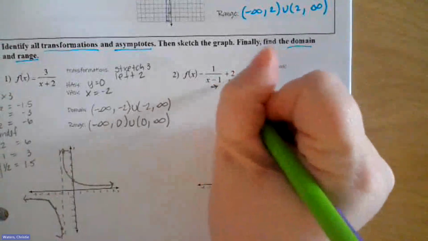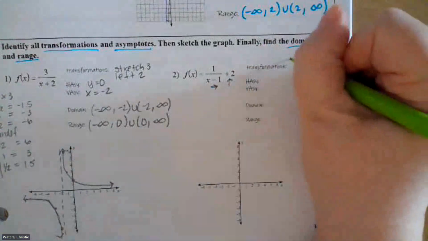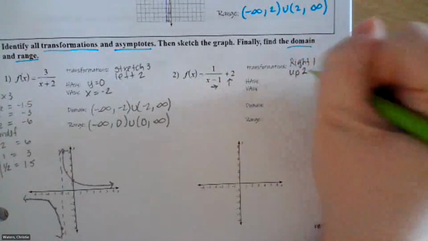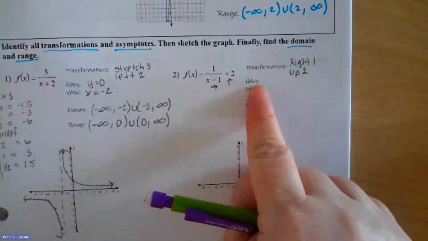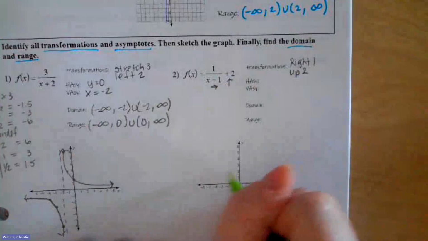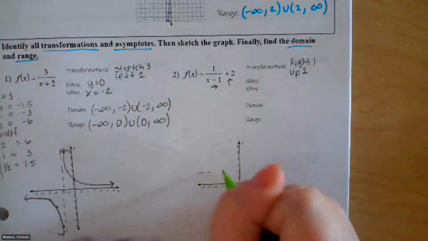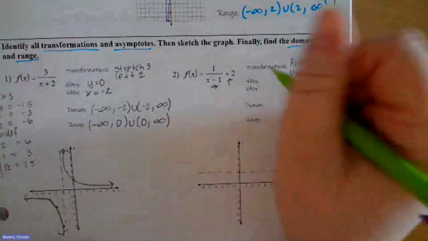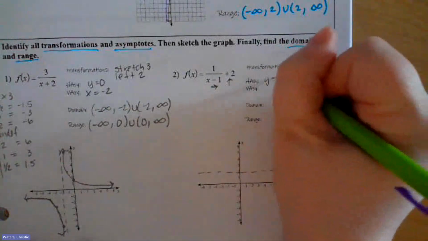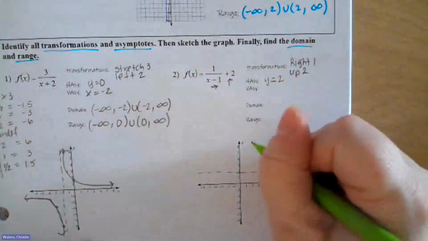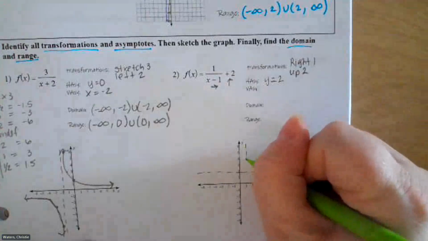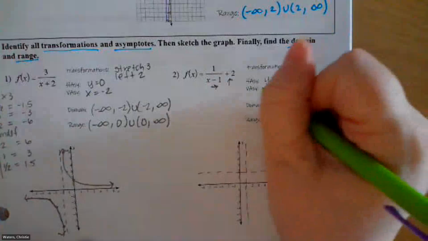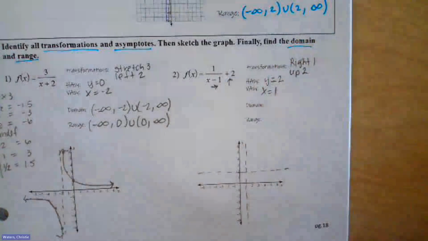So this is right 1, up 2. And so my horizontal asymptote, let's see, I had to go up 2. So that changes my horizontal asymptote. So that one's going to be at y equals 2. And then right one, that's my vertical asymptote, x equals 1.